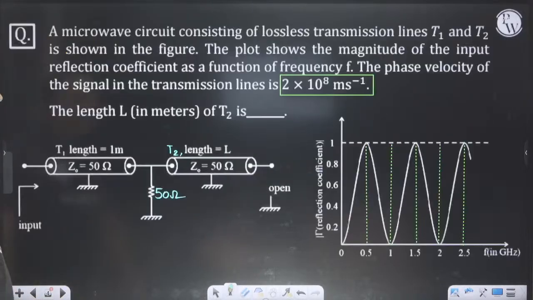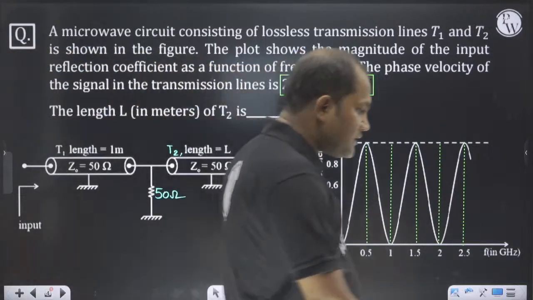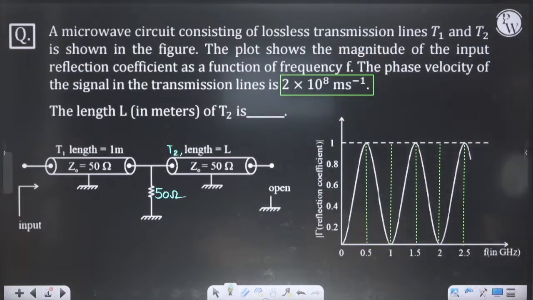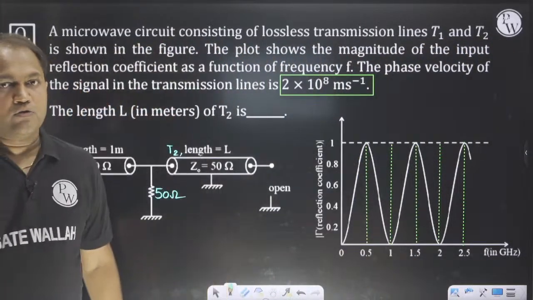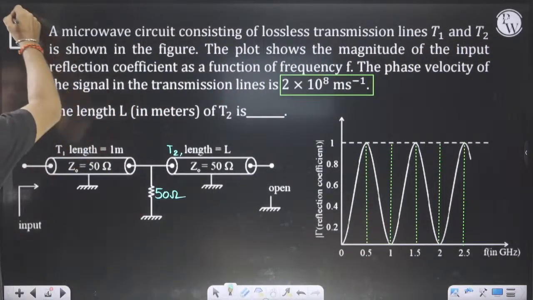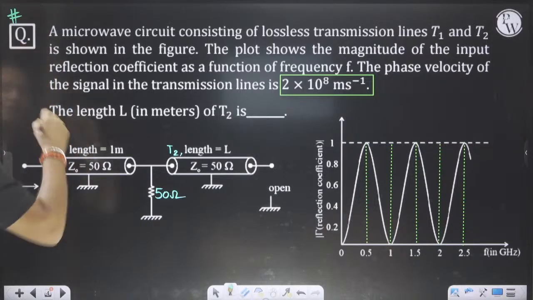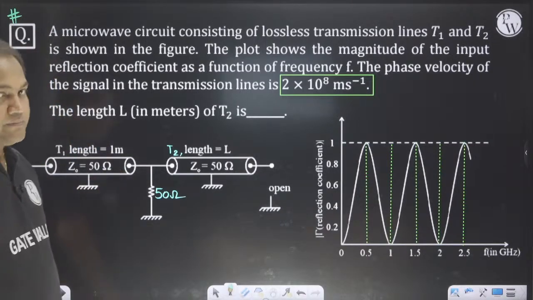So the first question is this one. This is not from VSWR, it is from reflection coefficient, but they may ask it in this question. This is a previous year question. It is a very good quality question, so I will discuss it in the class.